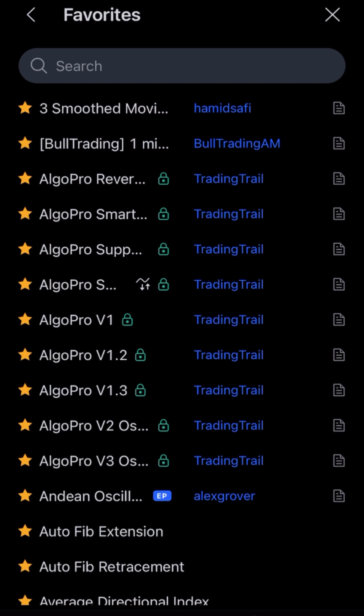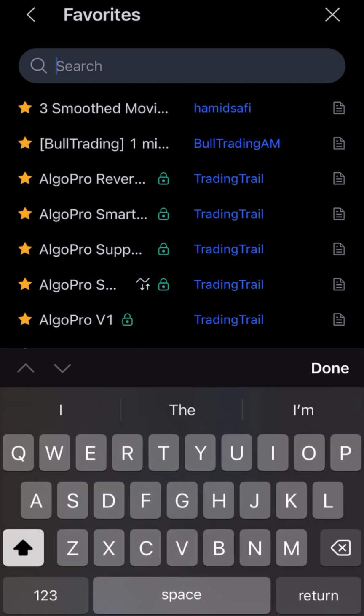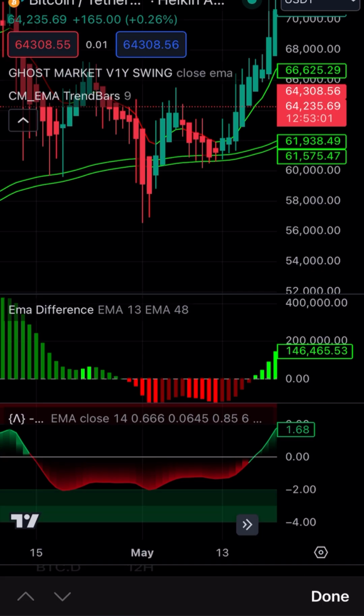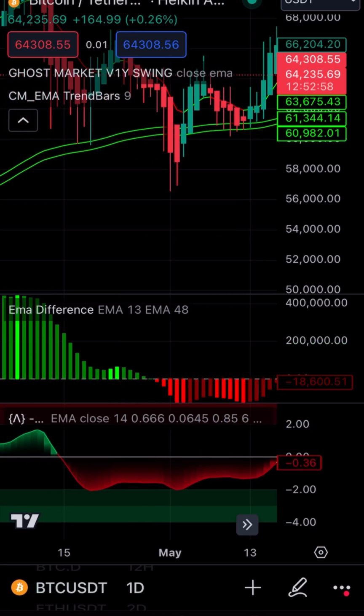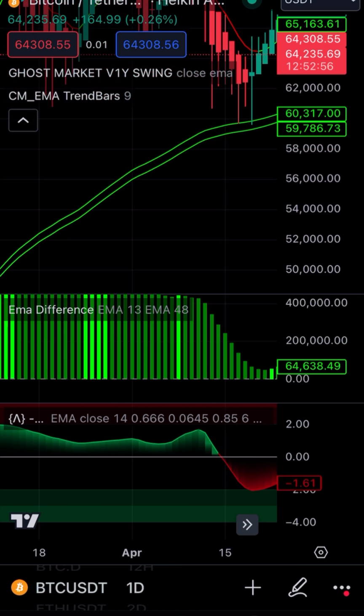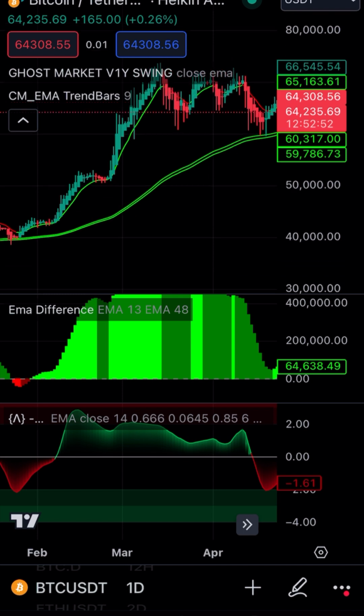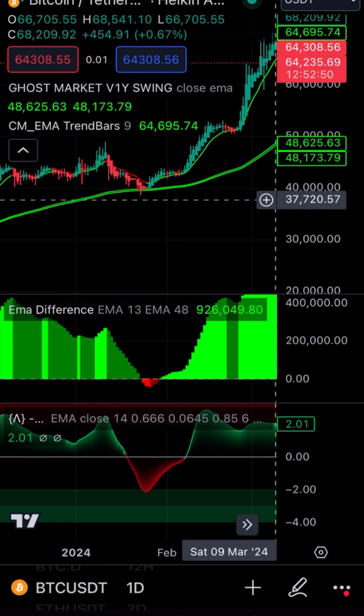And then this last one here is called the regularized moving average suite. So you click that right there. The formula here is really simple. There are different ways of incorporating this trade.